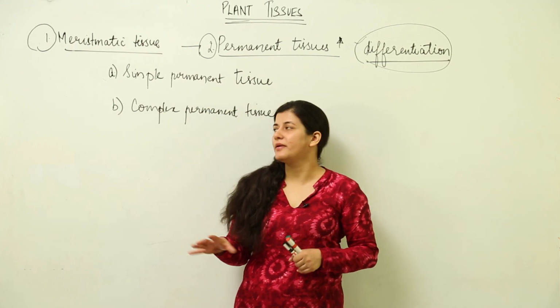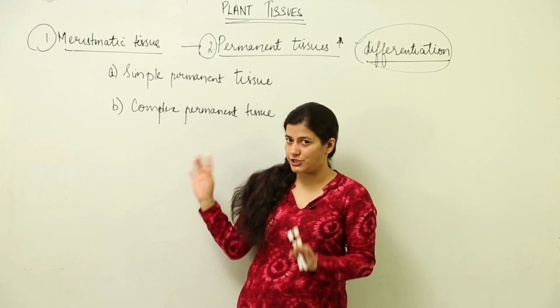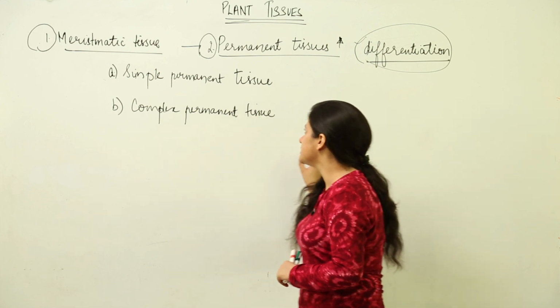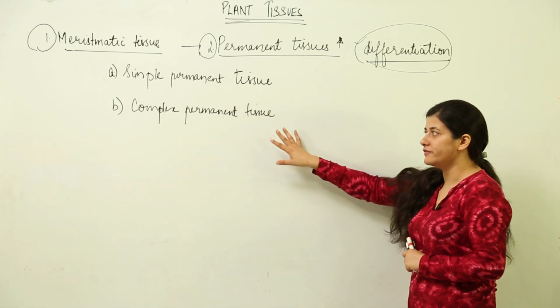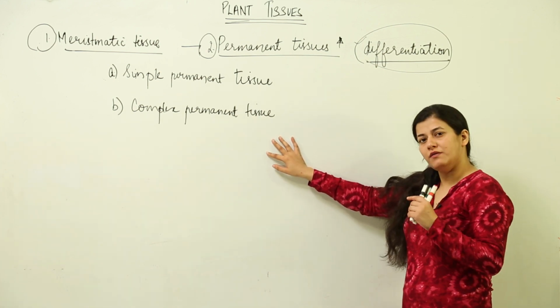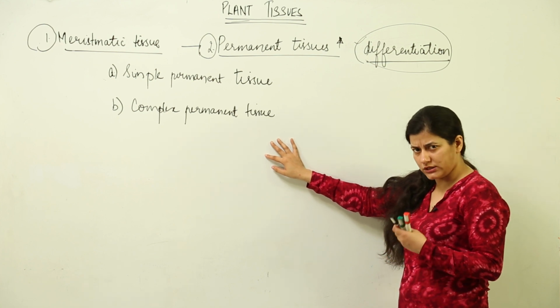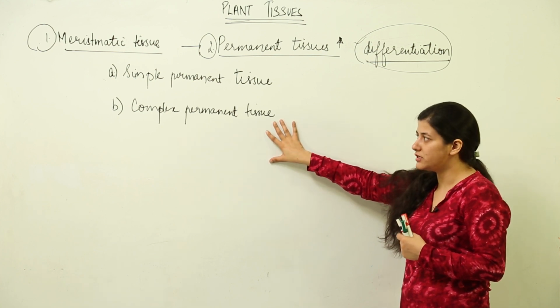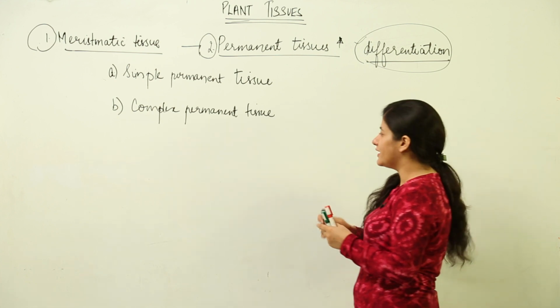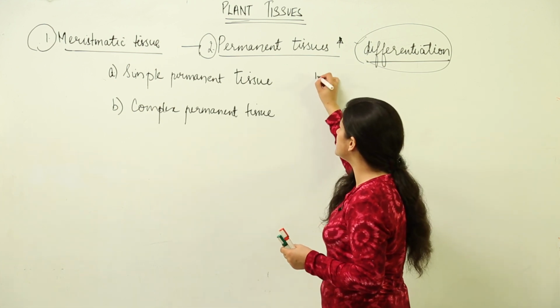Next, let us talk about the complex permanent tissue. Now, we had seen what simple permanent tissue was all about. Now, we have to talk about the complex permanent tissue. We have talked a little bit in the earlier lesson about this complex permanent tissue, and we know by now that there are two types of complex permanent tissue.